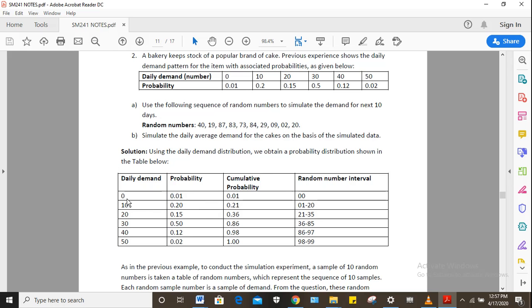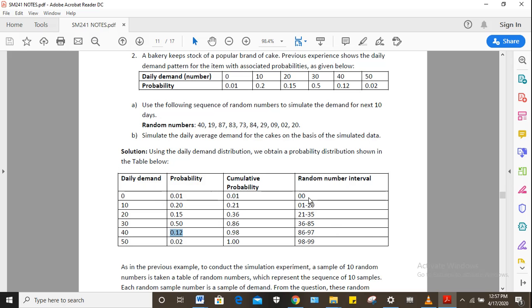So the first probability says 0.1, which means it's the first one number, which is 00. Then the next 20 random numbers are 01 to 20. Then the next 15 random numbers are 21 to 35. The next 50 random numbers are 36 to 85. The next 12 random numbers are 86 to 97. Then the last two random numbers are 98 to 99.